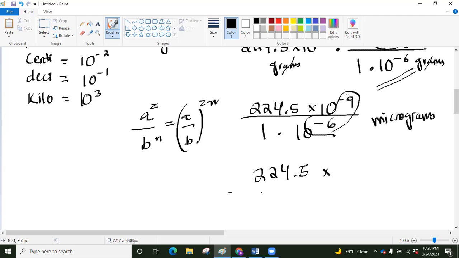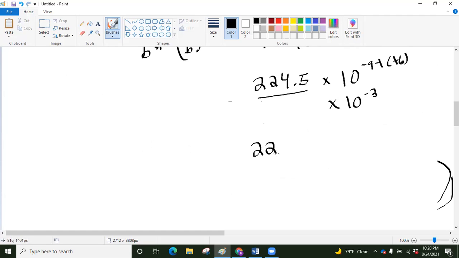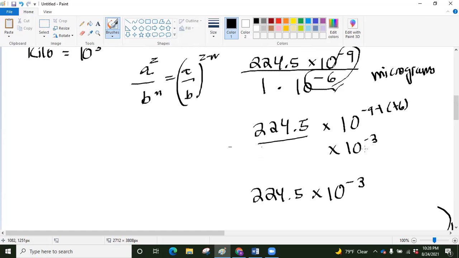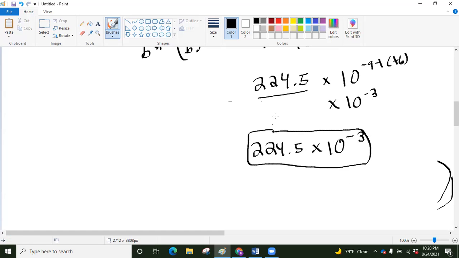Okay, so you always have to take the top and subtract the bottom from the top. So it's going to be minus 9 minus minus 6, right? And that's going to be everything we have here times 10 to the power -3. So we have 224.5 times 10 to the power -3. That's our answer. But again, it's not in scientific notation because the decimal point has to be in such a position where there's only one non-zero number to the left.